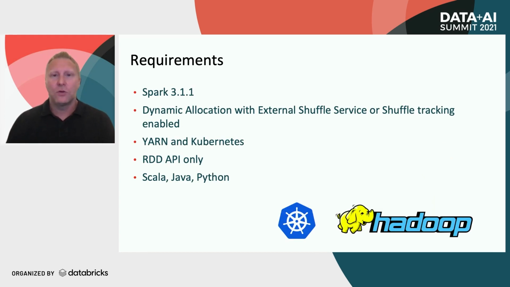Requirements. To use this, you need to use Spark 3.1.1 or higher. It requires dynamic allocation and external shuffle or shuffle tracking feature. This is the way it gets new containers basically that match the resource profile that you've requested. It's currently supported on Yarn and Kubernetes. It's only supported with the RDD API, like I mentioned, and it has Scala, Java, and Python interfaces.